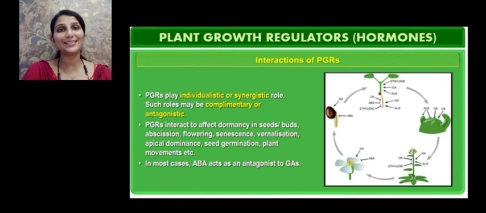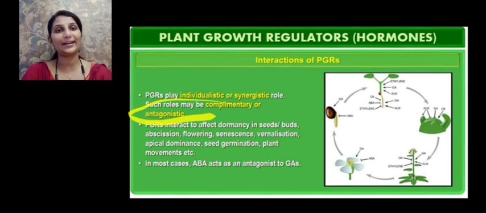And in some cases, ABA, that is abscisic acid, acts antagonistically to GAs, that is gibberellic acid. So they are acting against each other. They can either act individually or in a complementary way, and these roles can be complementary or antagonistic. This antagonistic role is seen in the case of abscisic acid and gibberellic acid.